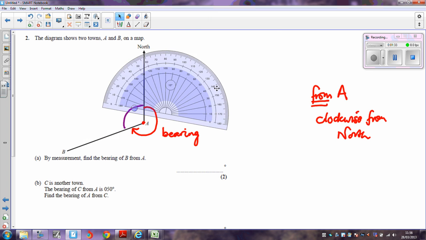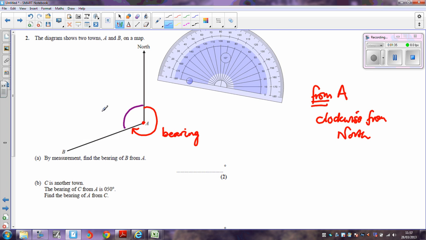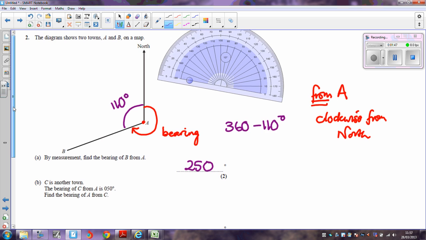So let's just get rid of that now. This angle here is 110 degrees, which means that my bearing is going to be 360 take away 110, so in other words, 250 degrees. So that is the bearing of B from A.